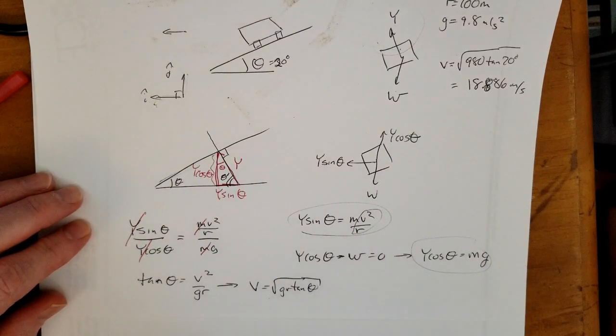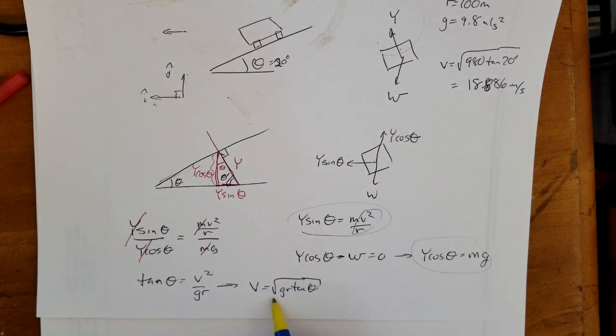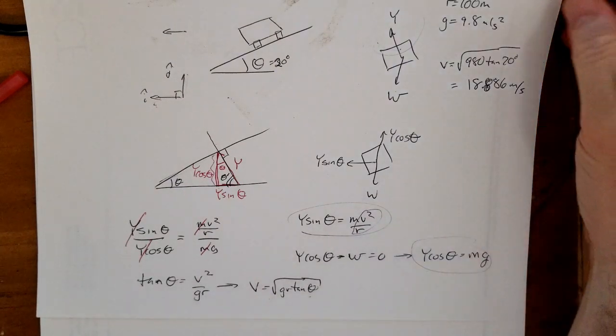The part that was left off. So there's the speed, the square root of gr tan theta, as used up here.